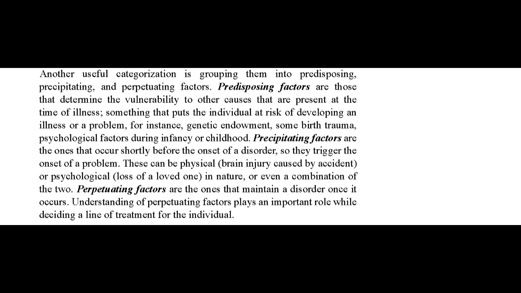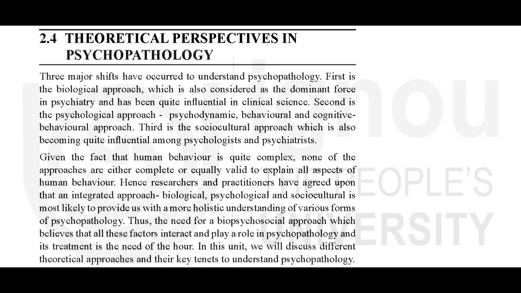Precipitating factors are the ones that occur shortly before the onset of a disorder, so they trigger the onset of a problem. These can be physical, such as brain injury caused by accident, or psychological, such as loss of a loved one, in nature, or even a combination of the two. Perpetuating factors are the ones that maintain a disorder once it occurs. Understanding of perpetuating factors plays an important role while deciding a line of treatment for the individual.